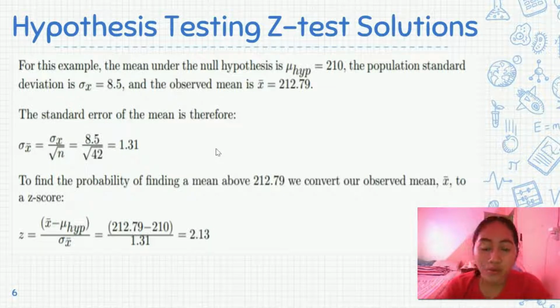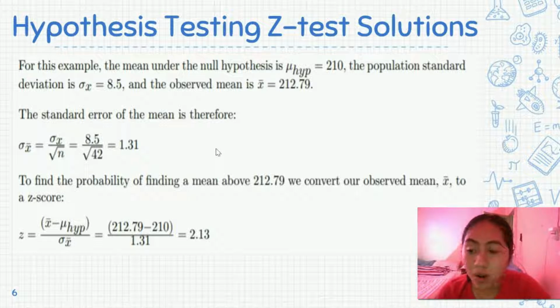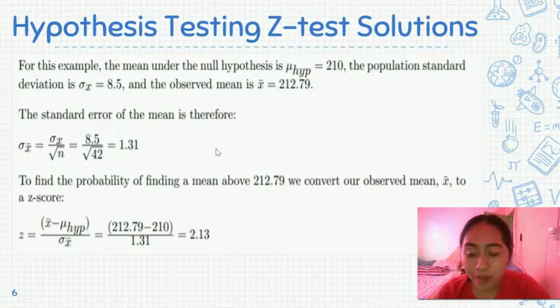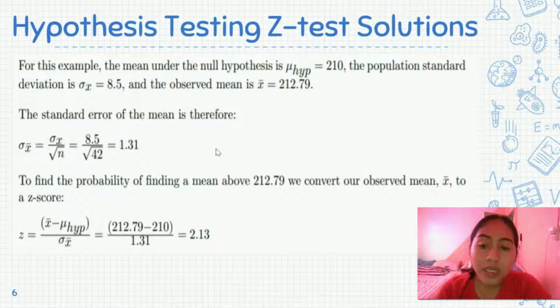And then to find the probability of finding a mean above 212.79, we convert our observed mean x bar to a z-score. Using the formula z-score equals x bar minus mu hypothesis over the standard deviation of x bar, that will be 212.79 minus 210 over 1.31, the standard error of the mean. So that will be 2.13. So that is our answer.